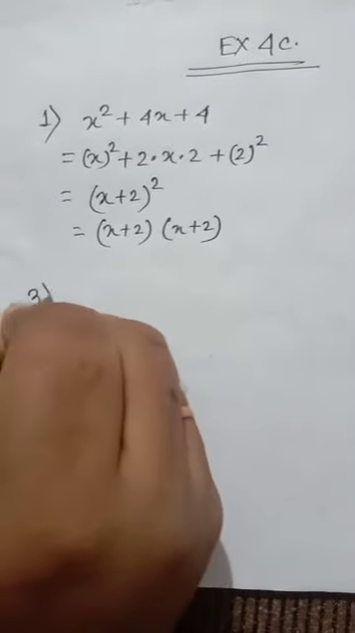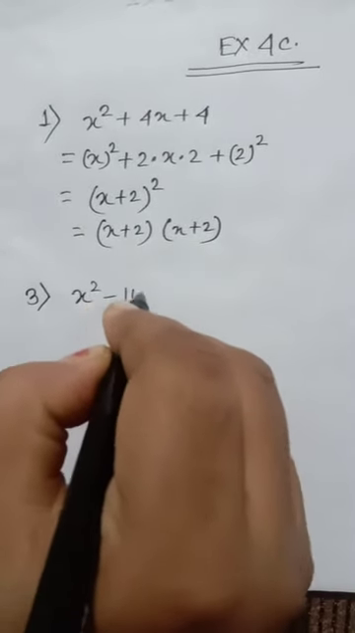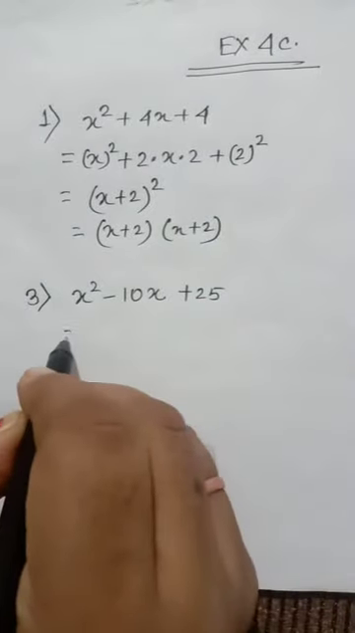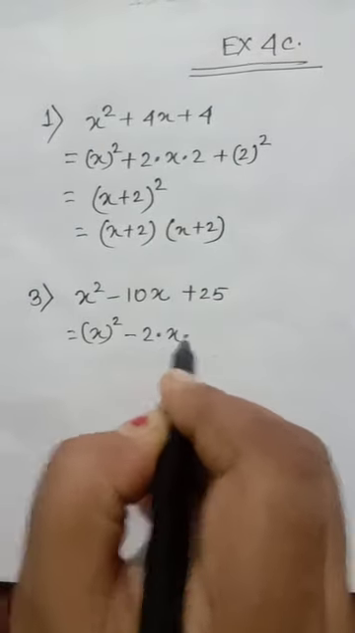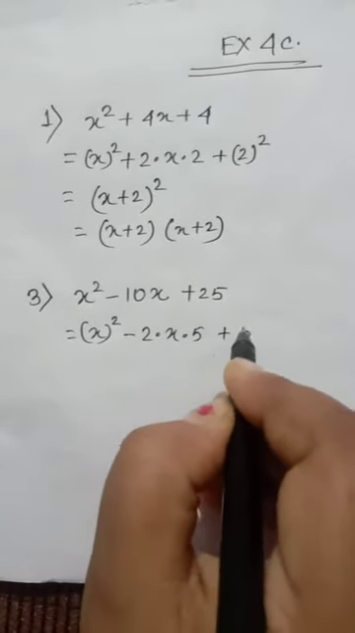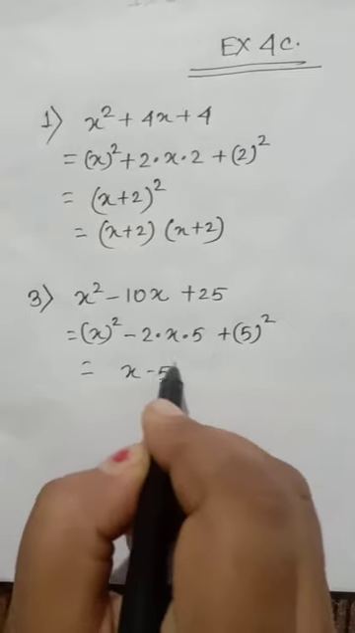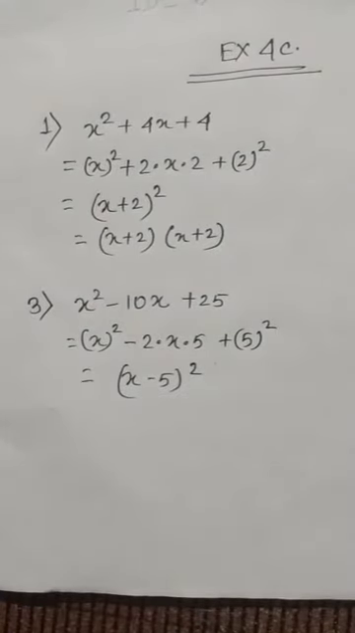Can see question number 3. It is x square minus 10x plus 25, or we can write it x square minus 2 into x into 5 plus 5 square. This is the expansion of a minus b whole square. So the answer is x minus 5 whole square.